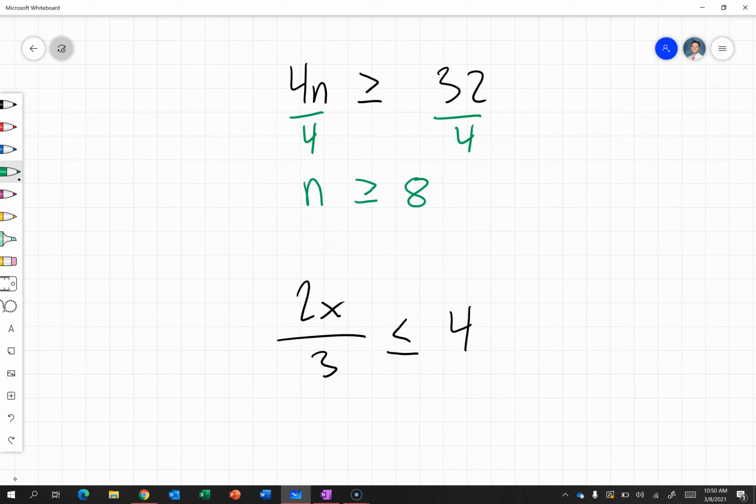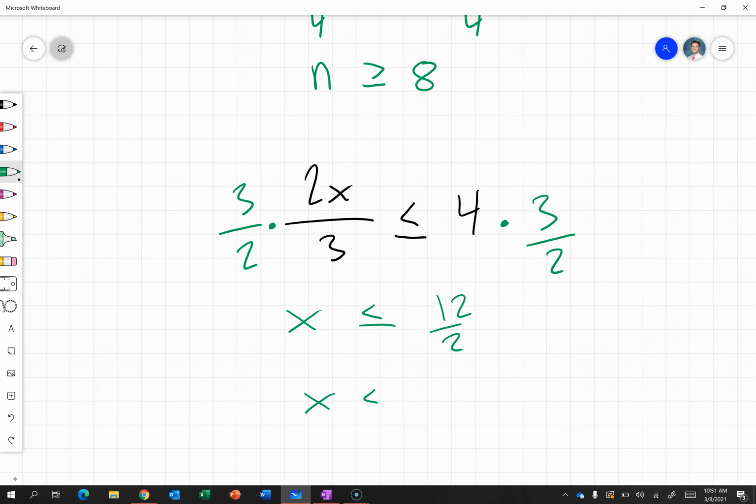Finally, let's look at one with a fraction. So we have 2x divided by 3 is less than or equal to 4. So remember, when you see a fraction like this, we need to multiply by the reciprocal of that fraction if we want to isolate our variable. So right now, x is being multiplied by 2/3, and we can simply multiply by 3/2 to isolate our variable. That would leave us with x is less than or equal to 12 over 2, and that simplifies to 6.